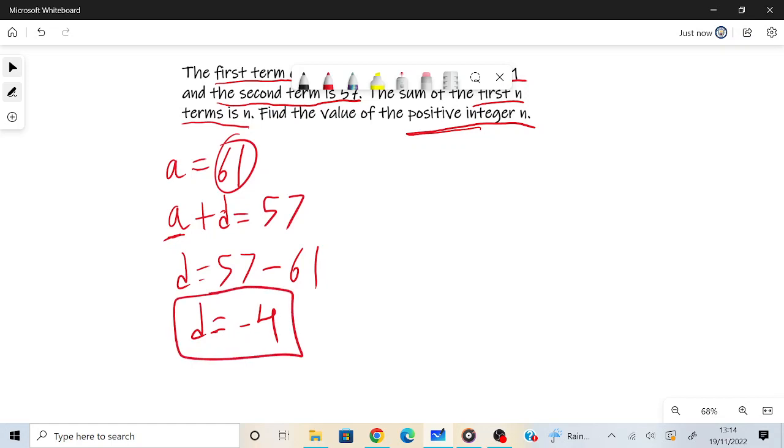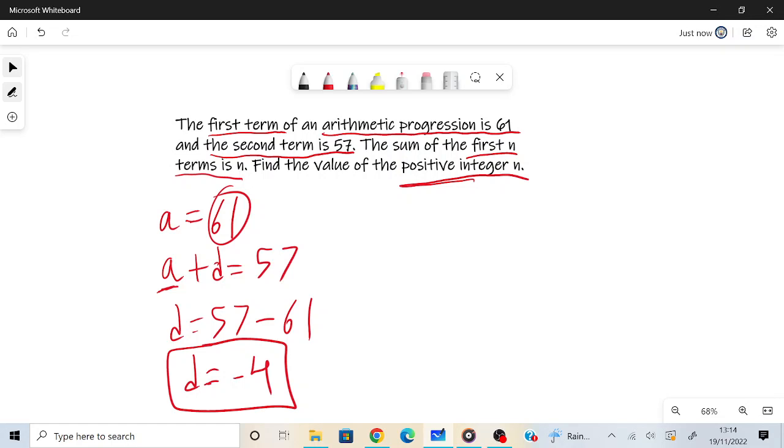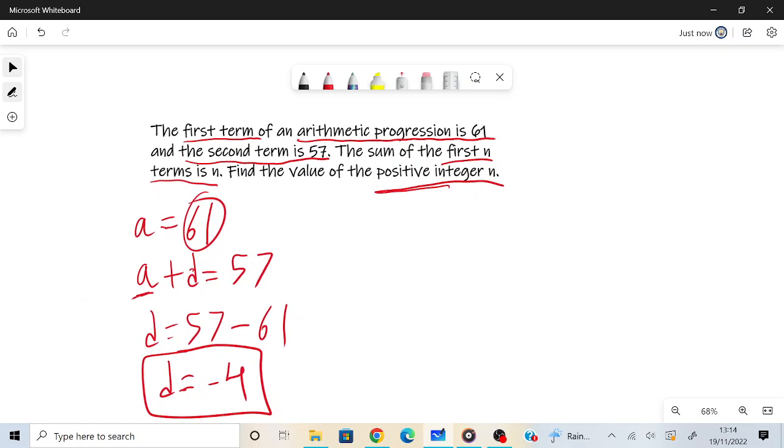So in this case our d is negative. That means as the progression continues, the numbers are actually decreasing. You're subtracting 4 from the previous term. And the other information is that the sum of the first n terms is n. Find the value of the positive integer n. So what it's trying to say is that the sum until a particular number of terms is equal to the same number of terms. It's like me saying, for example, the sum of the first 20 terms is 20, or the sum of 29 terms is 29. It is a rare case, but it is possible.